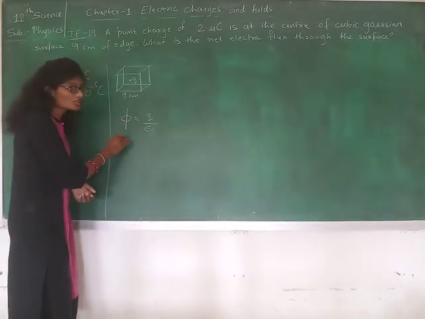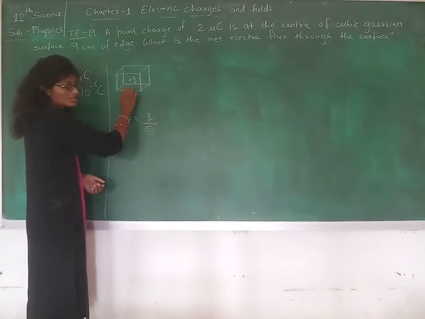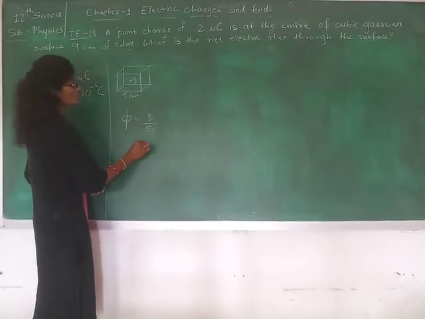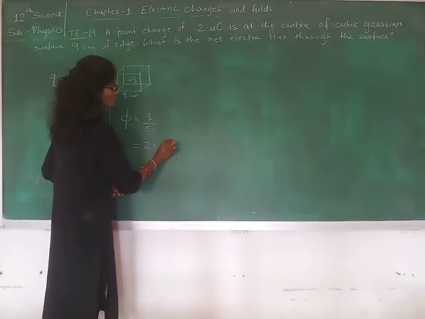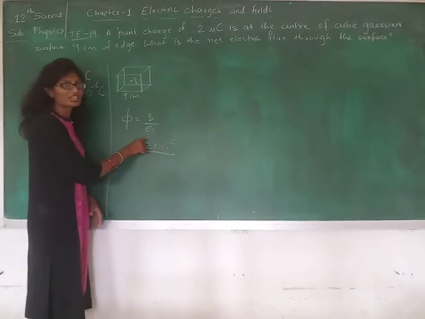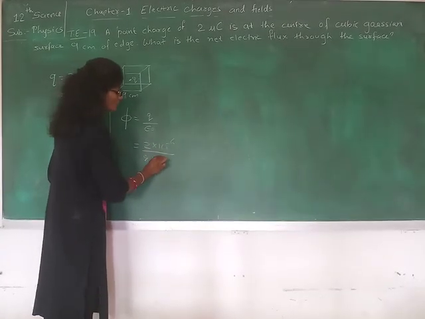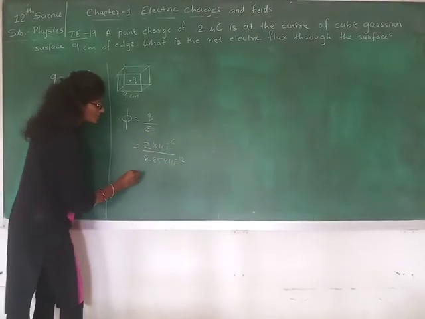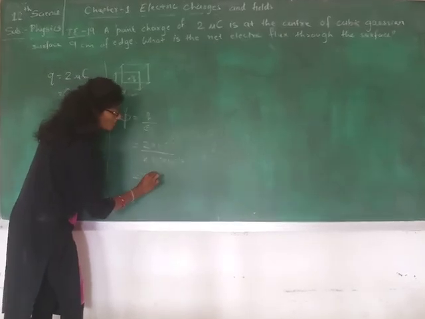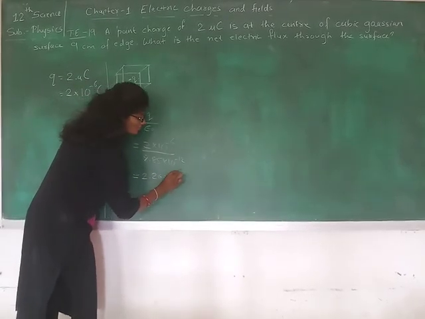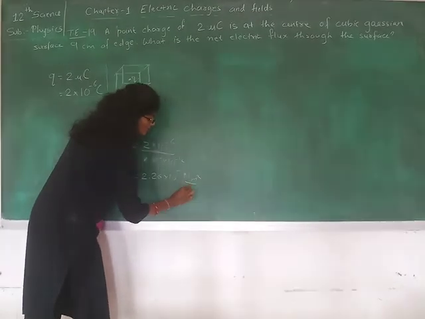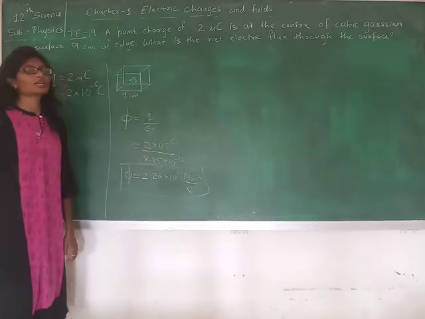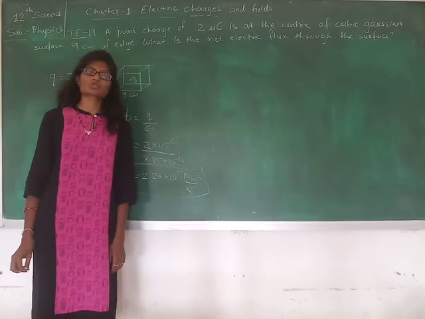Here we need to find the total flux through this cubic Gaussian surface. So it is simply phi equals q by epsilon 0. Here q is 2 into 10 raised to minus 6 coulomb. Epsilon 0, that is the permittivity of free space, its value is 8.85 into 10 raised to minus 12. When we calculate this, we get the value as 2.26 into 10 raised to 5 newton meter square per coulomb. This is the value of the electric flux through the cubic Gaussian surface. So students, you may note down this numerical.